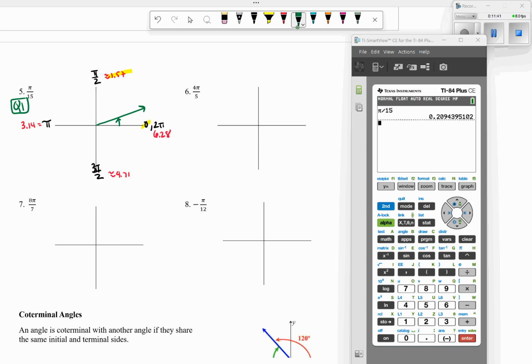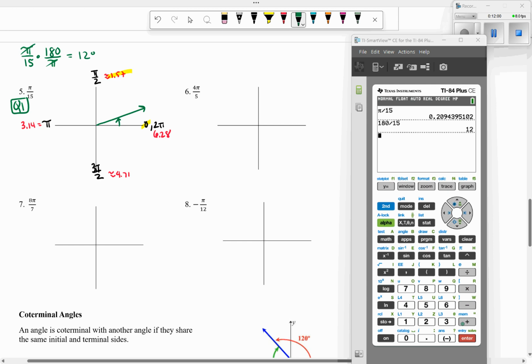Another way you could do this is to actually convert the angle to degree measure. So pi over 15 times 180 over pi. The pi's cancel out. So we get 180 divided by 15. So 180 divided by 15 gives us 12 degrees. So that's another way you can find out what quadrant you're in and where the terminal side lies.